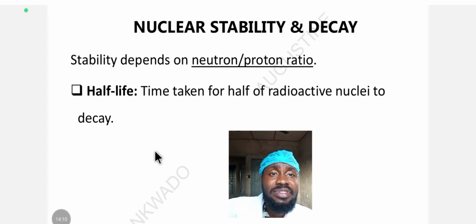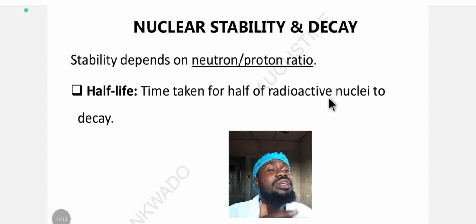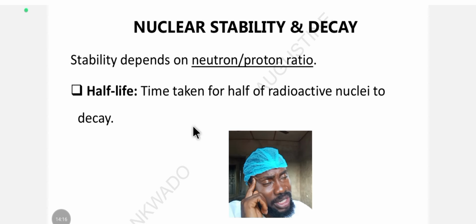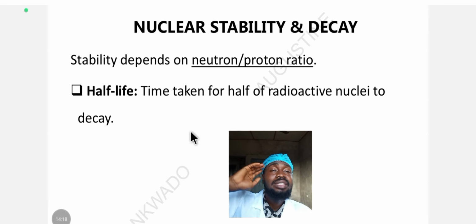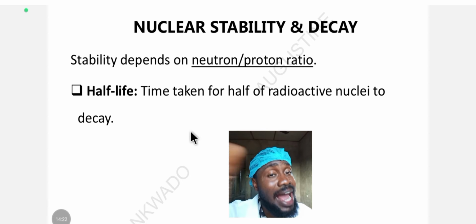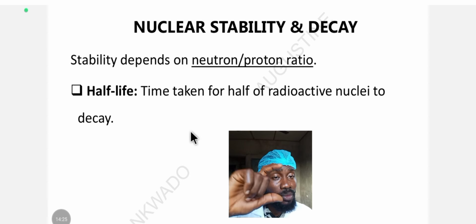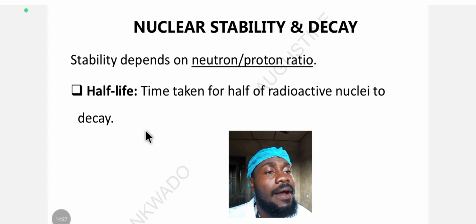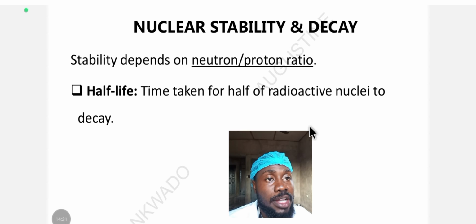Okay. So half-life is the time taken for half of the radioactive nuclei to decay. Always remember, when you hear the name half-life, don't just say it's half. It's the time taken for half to decay. Half-life is time. It's a measurement of time: the time taken for half of the nuclei of a radioactive element to decay.